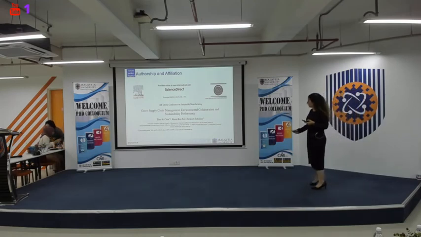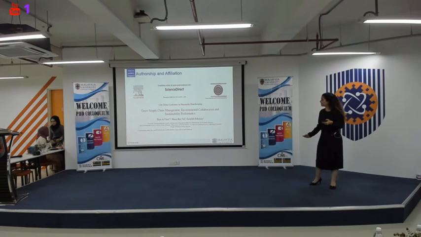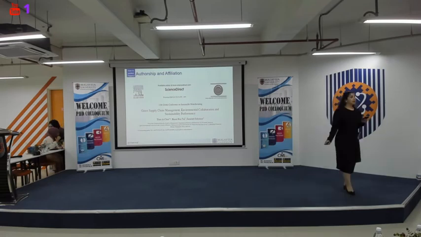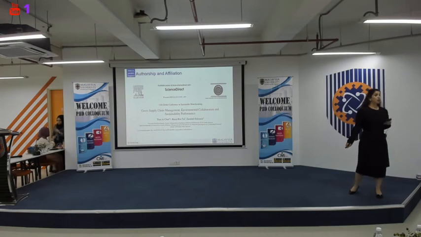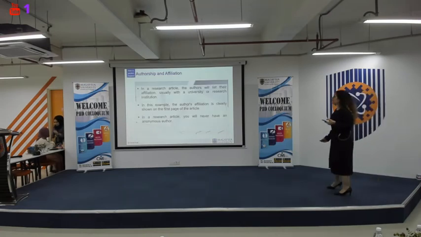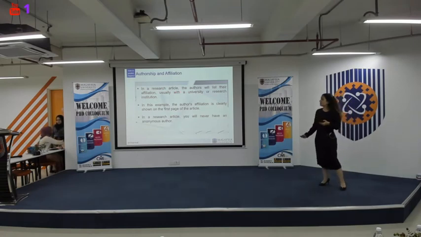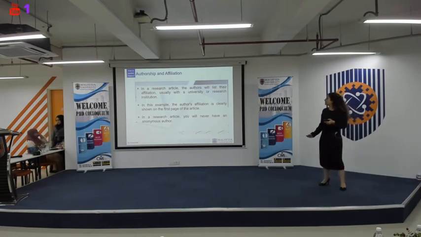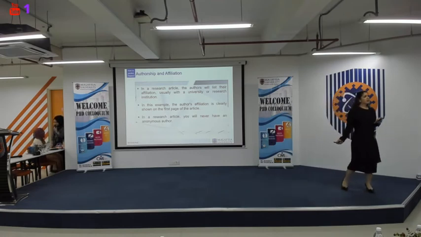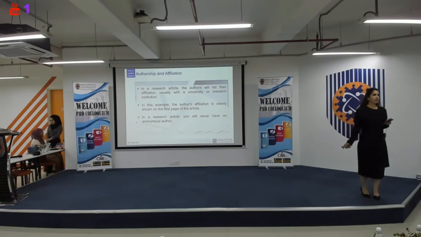And affiliation is also important. Like here, we have the first author, second author, and third author, and the affiliation is written below. For example, it shows the current positions and institutions where the authors are working. So in a research article, the authors will list their affiliation, usually a university or research institution. In this example, the affiliation is clearly shown on the first page of the article. In a research article, you will never have an anonymous author, and it's also not common to have the name of only one author.